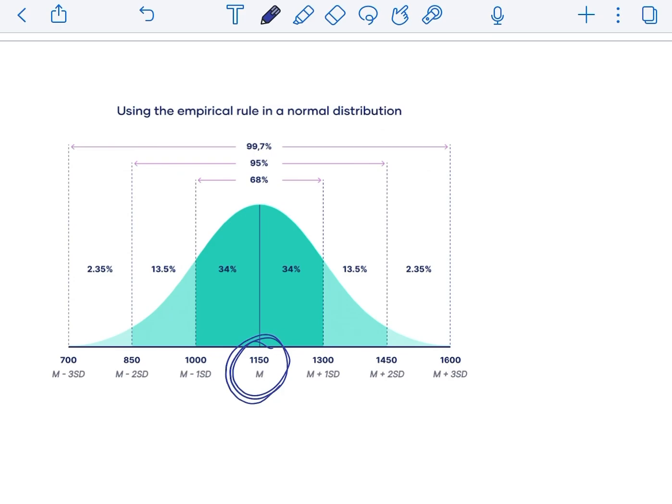And then each time we move to the right, we've moved one standard deviation away. So you can see down here it says M plus 1 SD. That's representing the mean plus 1 standard deviation.